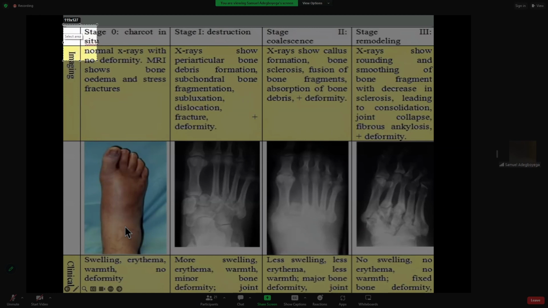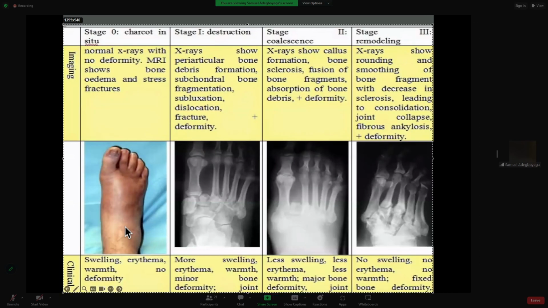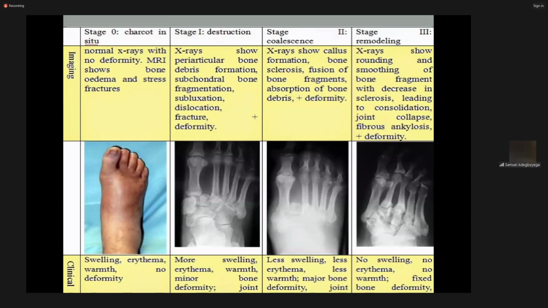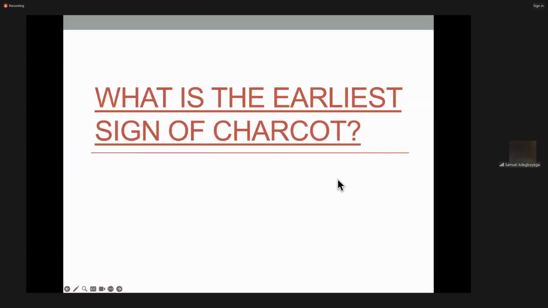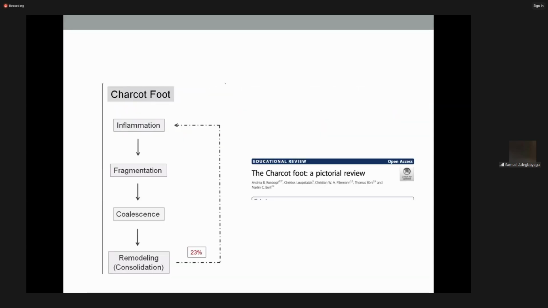In stage 0, you're going to see a red hot swollen foot with no X-ray finding. But when you do an MRI, you're going to see a microfracture. What is the earliest sign of Charcot? Anyone? The red hot swollen foot, painless. Inflammation. That's right. Red hot swollen foot. Inflammation.